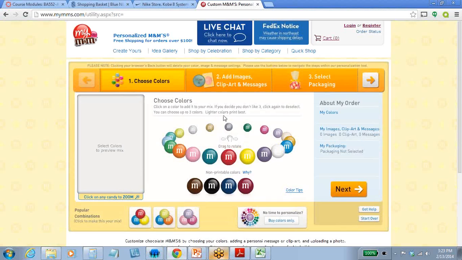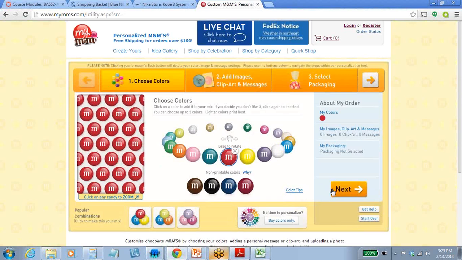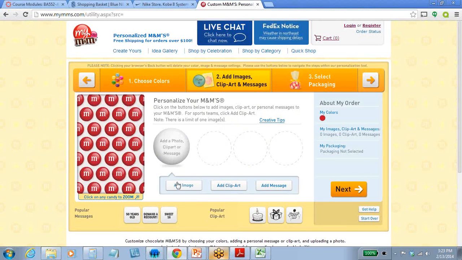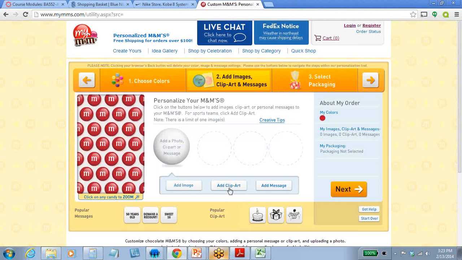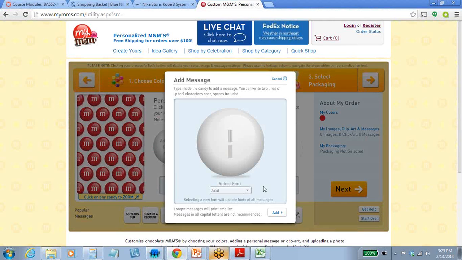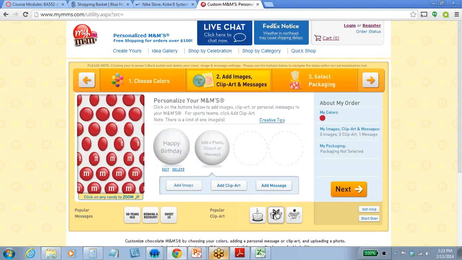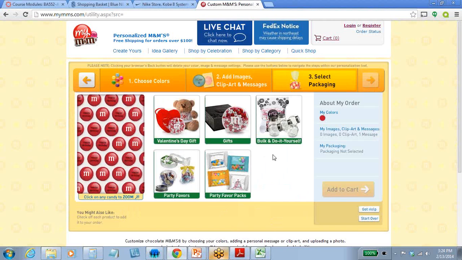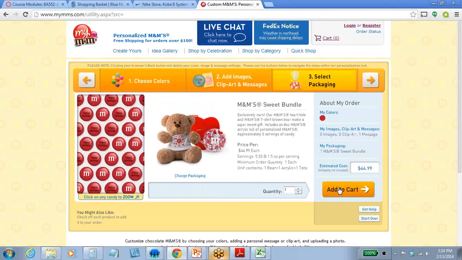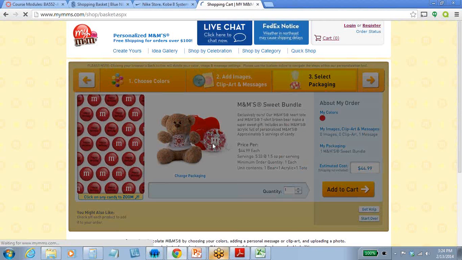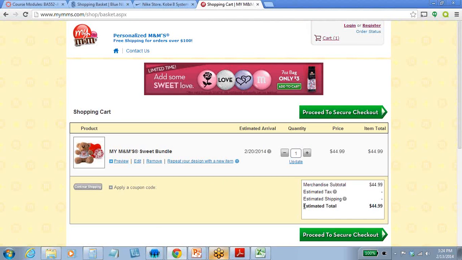And it's the same process, if you may. I can select different kinds of candies. I can add an image. I don't have any images now, but I can add images, I can add clip cards, I can add a message, and so on. I can get a Valentine's Day gift, and so again, that is mass customization. This all is what I'm talking about now is mass customization.